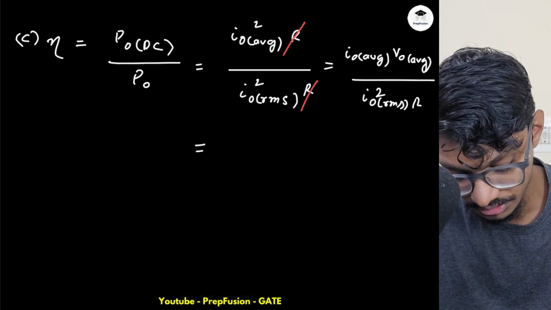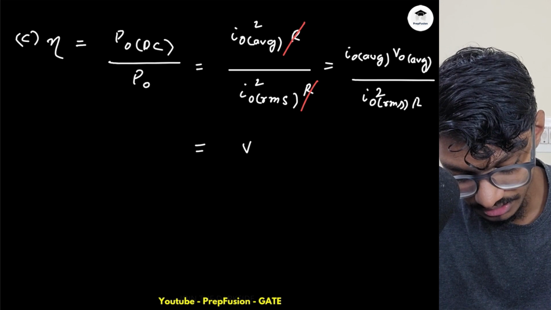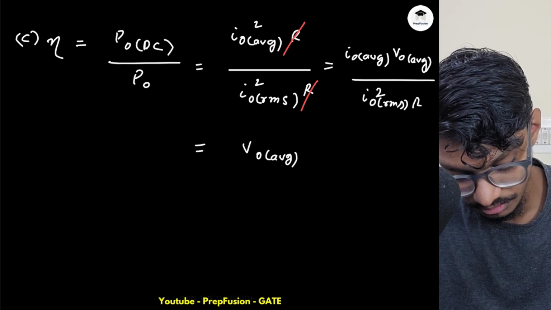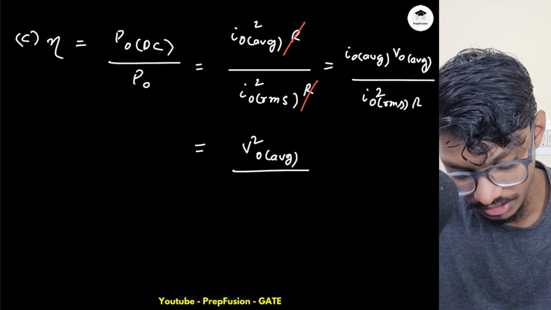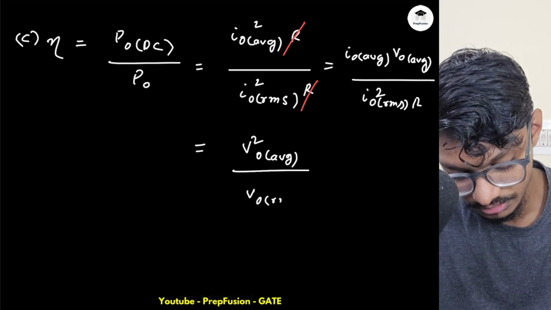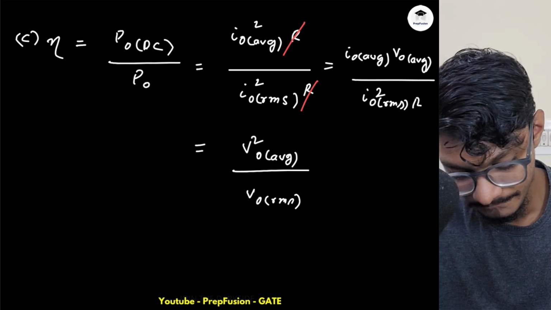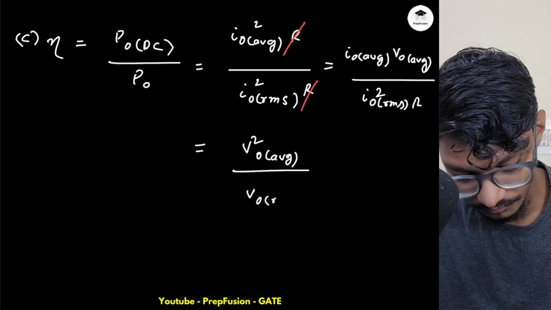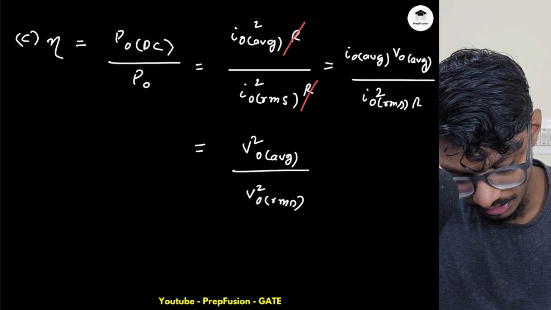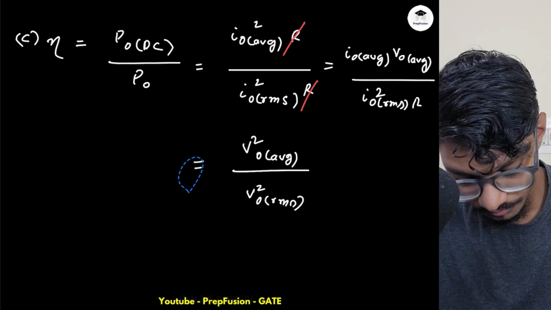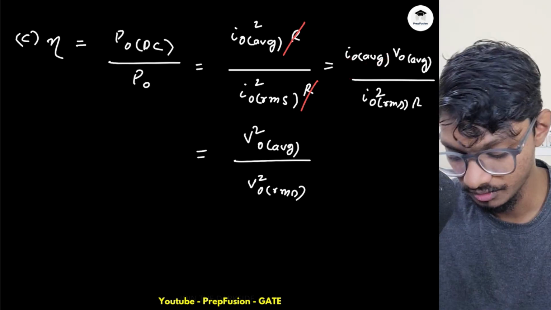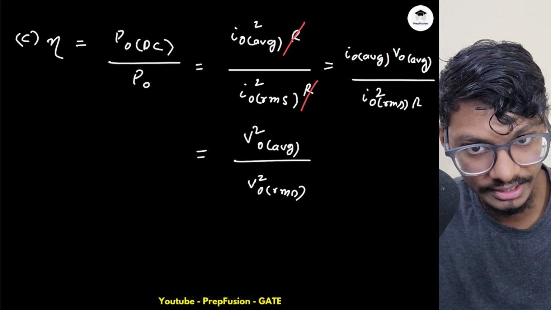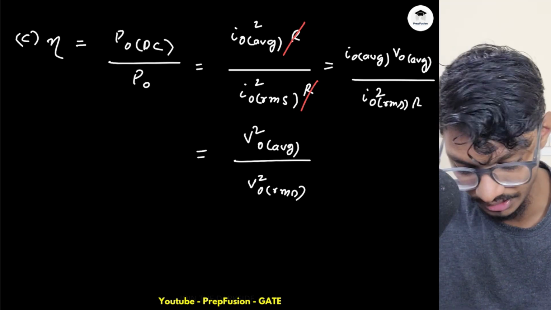Or what you can do is you can solve it like this as well. It will be VO average whole square divided by VO RMS whole square, like there are multiple ways because V equals to IR, it is always true. Now I will solve using this formula. Any formula you can use, right? But am I remembering anything? No, right? I'm just deriving in front of you.